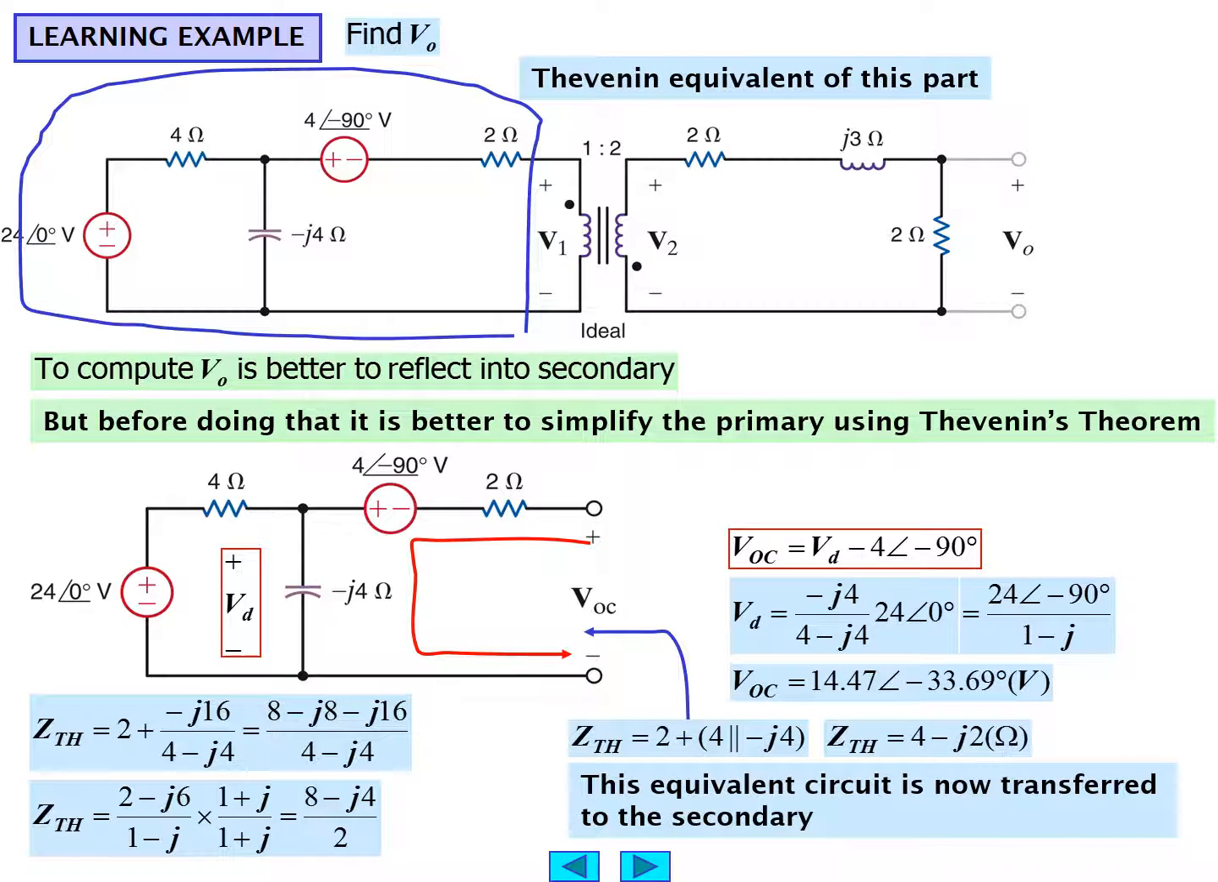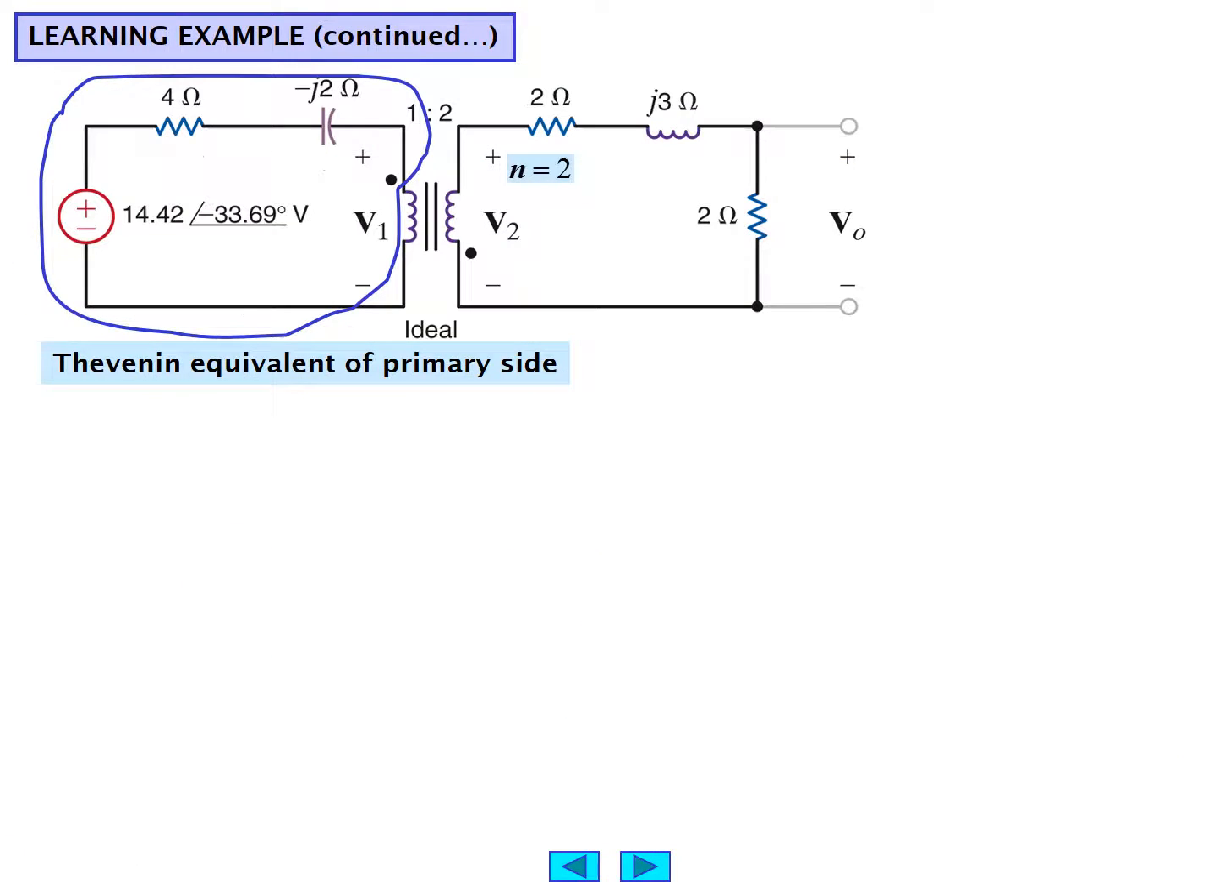So this equivalent circuit is now transformed to the secondary through the transformer so that we can continue the solution. We know the open circuit voltage and we know the Thevenin equivalent impedance. So here it is. This is our solution from the previous learning example, including the Thevenin equivalent open circuit voltage and the Thevenin equivalent impedance. And we've ported that all the way up to the ideal transformer on the primary side with a turns ratio of 2, of course.